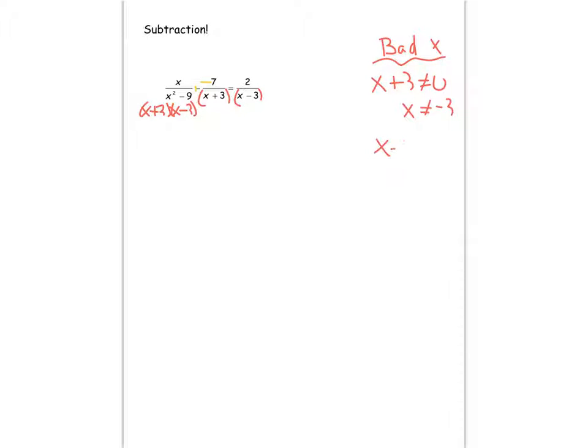Or x minus 3 can't be 0, or else I would divide by 0. So if I add 3 to both sides, I get that x can't be positive 3. So we'll save that for the end. Alright, the common denominator. I need to have an x plus 3. I need to have an x minus 3. And that is it.